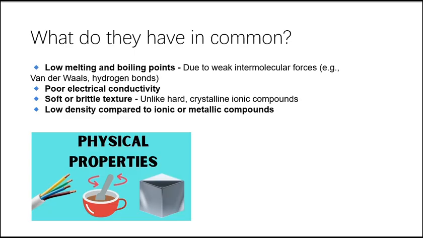Furthermore, they have poor electrical conductivity, and you will see why later in this course. Also, they are soft and brittle. Last but not least, they have lower density compared to ionic or metallic compounds.